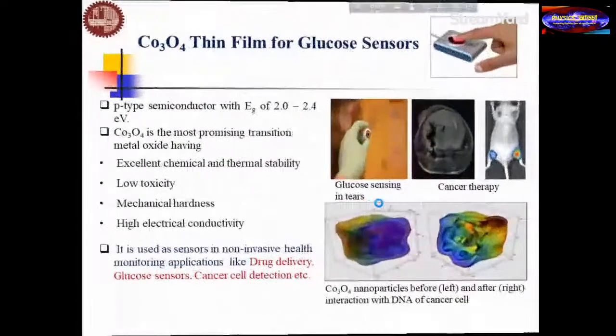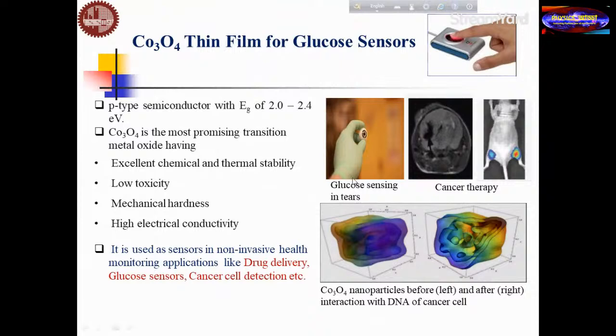Next, on our samples we also looked at glucose sensing behavior. Glucose sensing is important for human body detection. An excess of glucose in the blood may damage our health and be life threatening. So glucose sensing is also important.